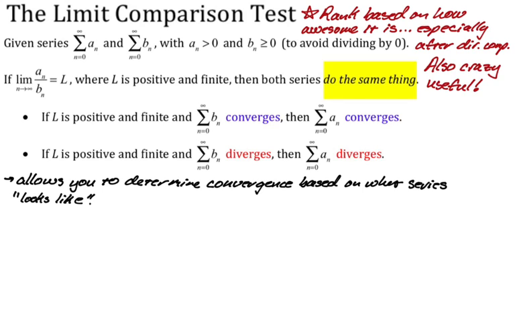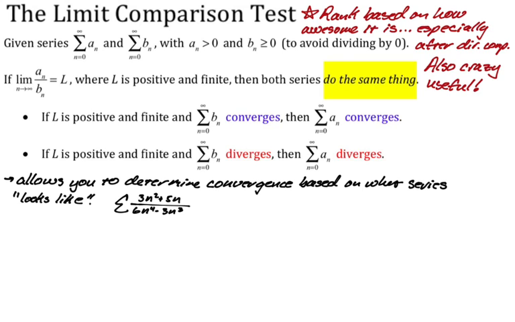This allows you to figure out if something converges or diverges based on just what the series kind of looks like. I'll look at a series and be like, that just looks like 1 over n cubed. 1 over n cubed converges. This does too. And then if somebody's like, how do you know? I'll be like, the limit comparison test. I just didn't do the work.